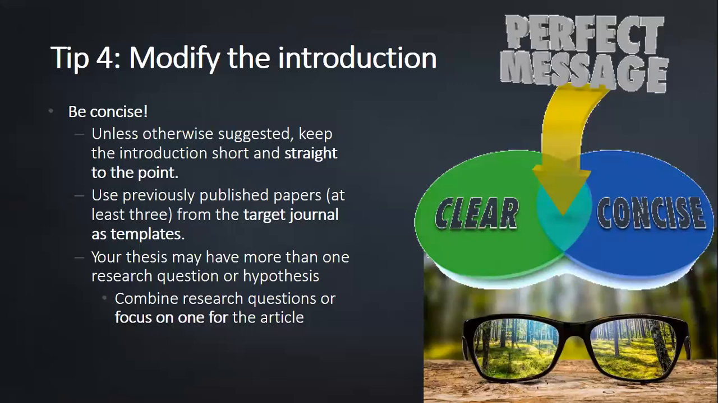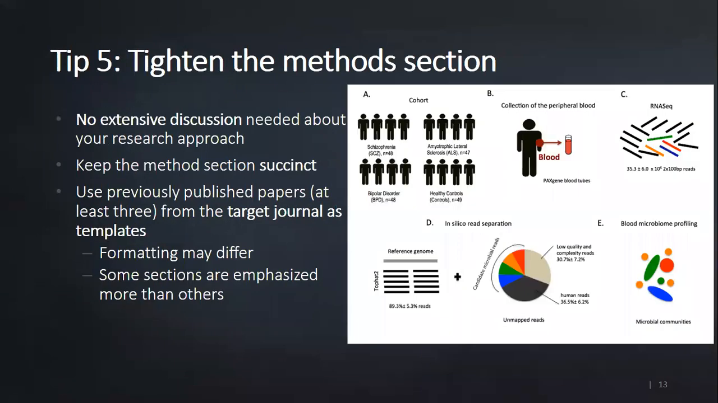By looking at at least 3 articles, then you know, okay, this is the flow, this is what is expected from this particular journal. And this is important because at the end of the day, what is key is you do not want your article to be desk rejected without even going through the whole review process. Number 5, tighten the method section.